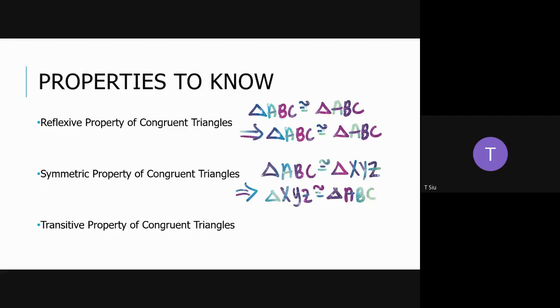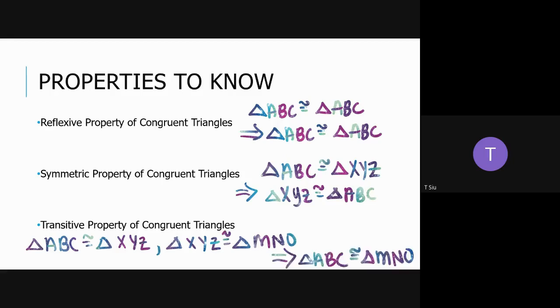The transitive property of congruent triangles states that if triangle ABC is congruent to triangle XYZ and triangle XYZ is congruent to triangle MNO, notice how triangle XYZ is the middle term and is the connecting term, we can conclude that triangle ABC is congruent to triangle MNO as well.